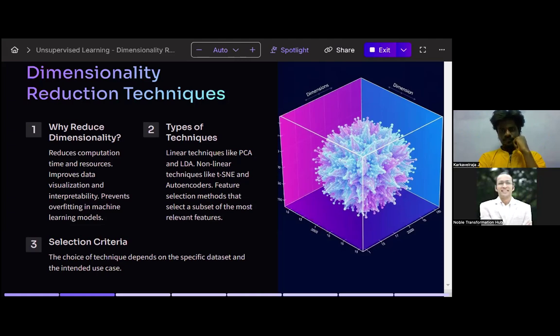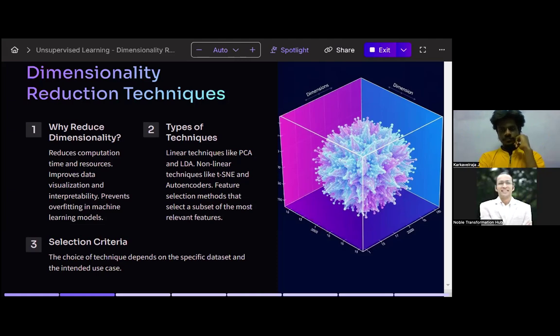So why do we use the dimensionality reduction technique? First, it reduces computational time and resources, improves data visualization and interpretability, so we can interpret easily, and it prevents overfitting of machine learning models.